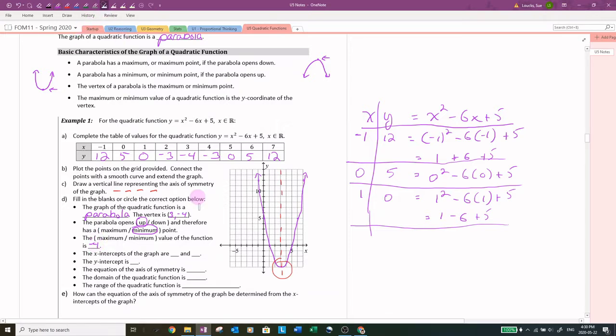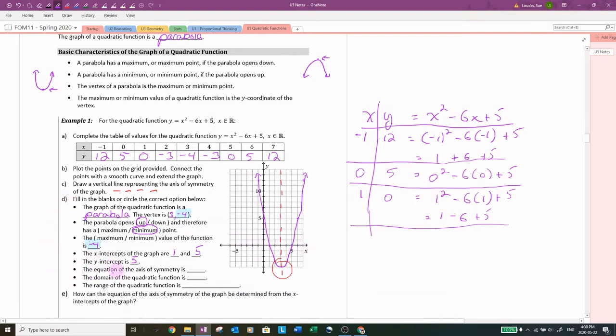All right, and I'm just going to highlight that the minimum value of the function is the y value of the vertex, because that's the smallest value that the function can get. The x-intercepts of the graph are 1 and 5. The y-intercept is 5. That's where it intersects the y-axis and where it intersects the x-axis.